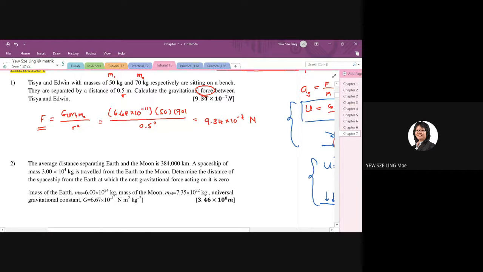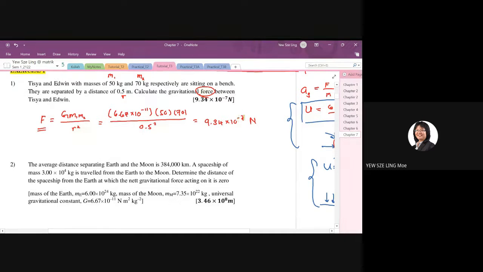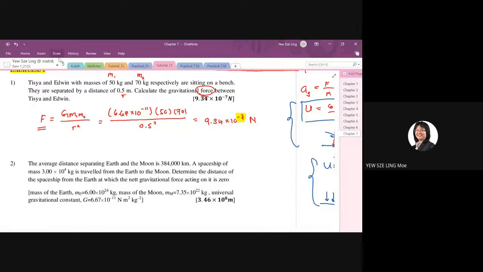After you calculate, as you can see here, the force between two humans, maybe between you and your friends, is 9.34 times 10 to the power of negative 7. So it is very, very, very small, until you don't feel anything between you and your friends. Actually that is a good thing. Try to imagine if you walk around and pull your friends along, then everyone would be attracted towards you. That would be horrible. Then you are just like a piece of magnet.